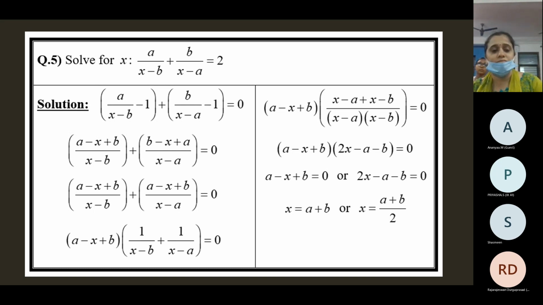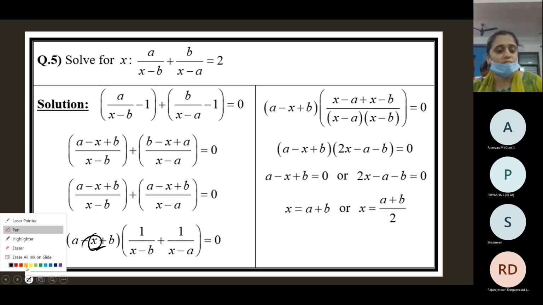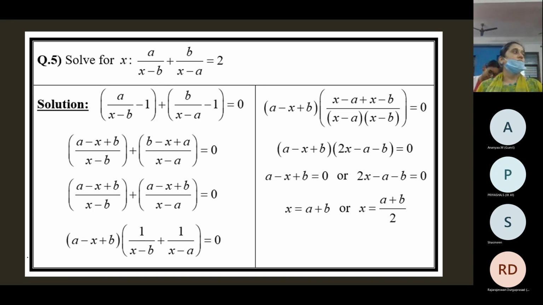So here also you don't cancel. You don't cancel this a minus x plus b because there is x in it. Work this one, children. I'm not explaining this. If you have any question, you can ask me. The idea is 2 is written as 1 plus 1 and transposed as minus 1 and minus 1.